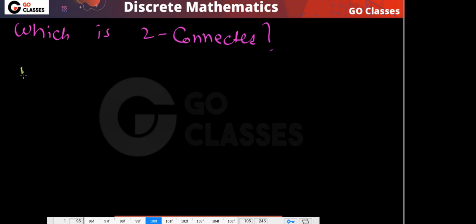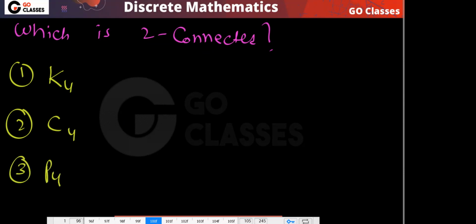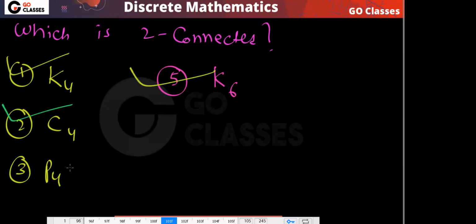So which is 2 connected? Can I say this graph is 2 connected? K4, is this 2 connected? C4? P4? K10, K6? Which graph is 2 connected? Yes, these graphs are 2 connected. This graph is not 2 connected. Okay. Is this clear? Very simple.